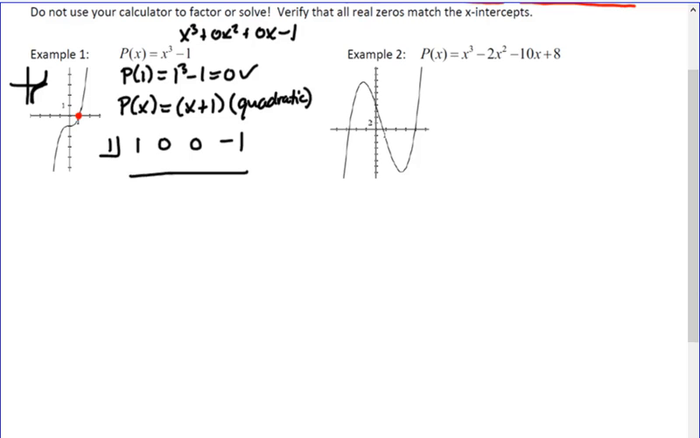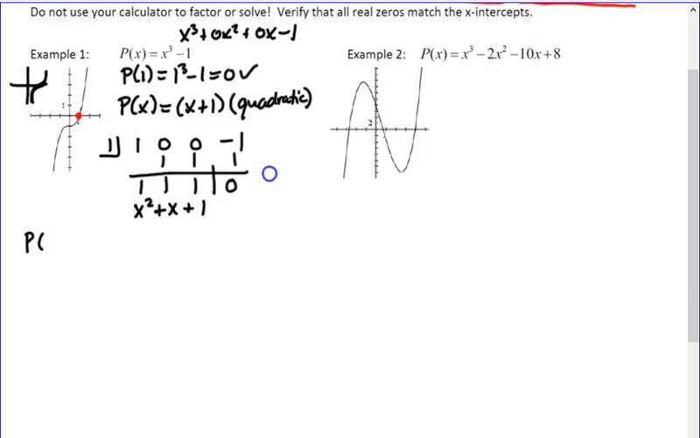Now the first thing I do is bring down the first number, which is a 1. 1 times 1 is 1. Add those together. 1 times 1 is 1. Add those together. 1 times 1 is 1. Add, and I get 0. And I already knew that I would get 0 because I already know that 1 is a 0 of the function. But that's a good confirmation. This then tells me that the remaining quadratic factor is x squared plus x plus 1.